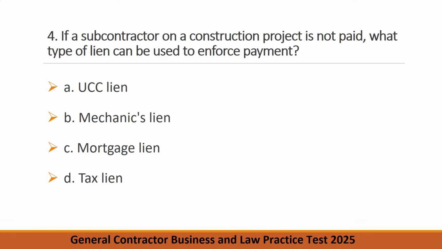4. If a subcontractor on a construction project is not paid, what type of lien can be used to enforce payment? A. UCC lien. B. Mechanics lien. C. Mortgage lien. D. Tax lien.